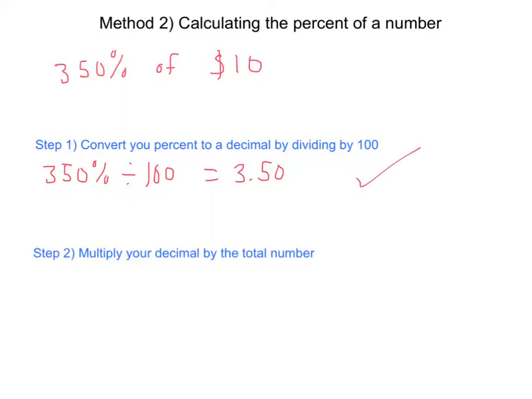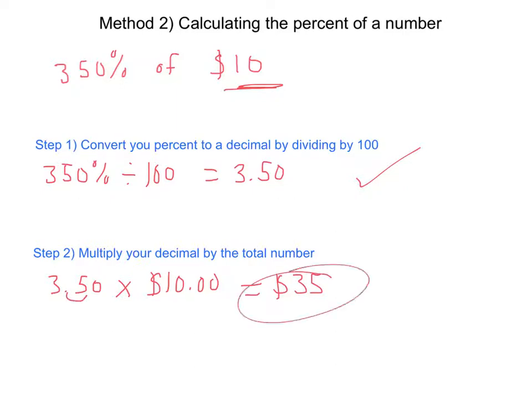Step 2 just says multiply your decimal by the total number. Well, our decimal again is 3.50, and it's telling us to multiply by our total number, which up here is $10. So 3.50 multiplied by $10 is going to be $35, because we've just essentially moved the decimal one place. And that's our answer. That's the other way to solve these problems.